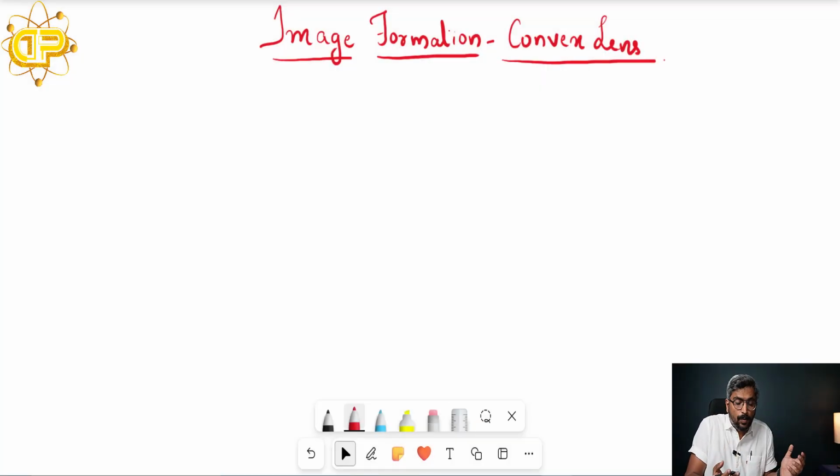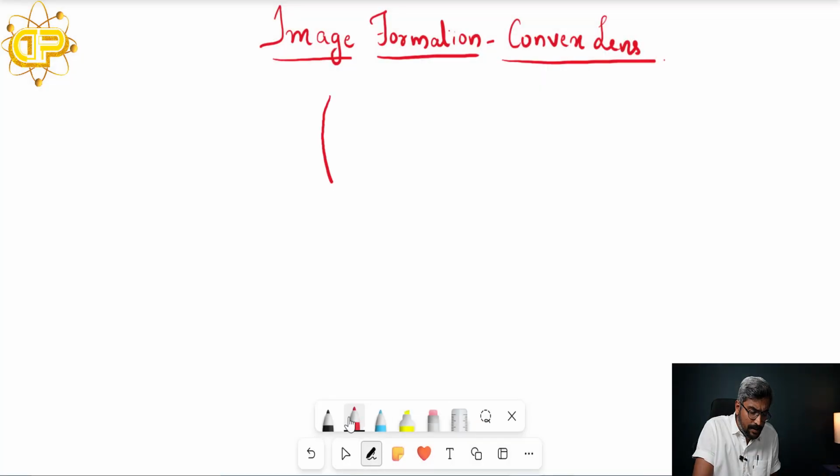Today we are going to study a very important topic of class 10 NCERT, that is image formation by convex lens. We'll see the different cases in the image formation for a convex lens, the different properties of those images, and the various pictorial representations. So without wasting time, let us dive straight into the class. Image formation for a convex lens.